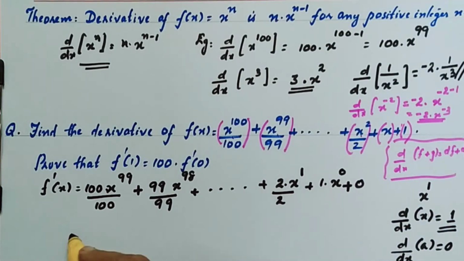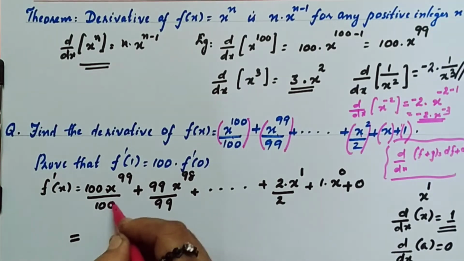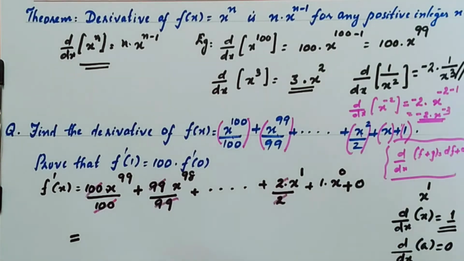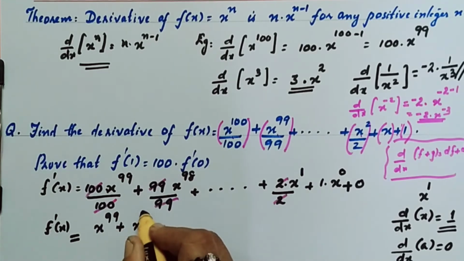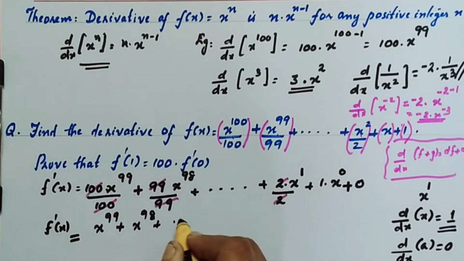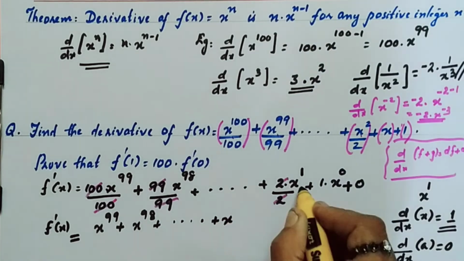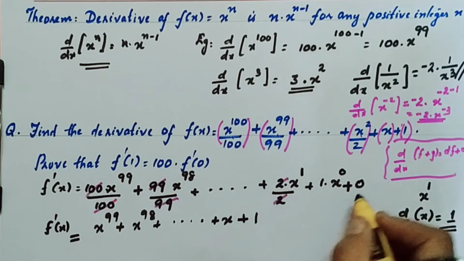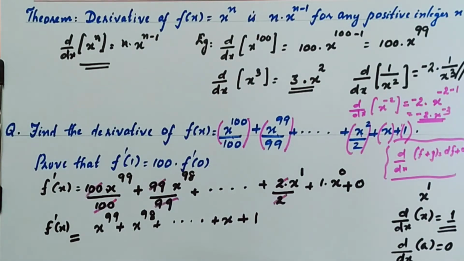Now I am going to simplify. 100 gets cancelled, 99 gets cancelled, 2 gets cancelled. So the remaining is f dash x equals x raised to 99 plus x raised to 98 plus etc. plus x raised to 1, that is x, plus x raised to 0, that is 1, the last term is 0. This is f dash x.